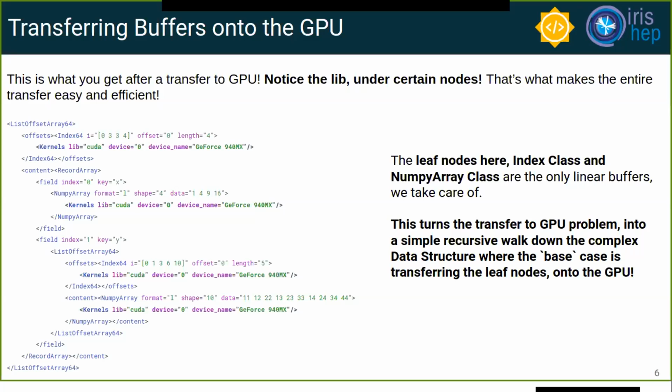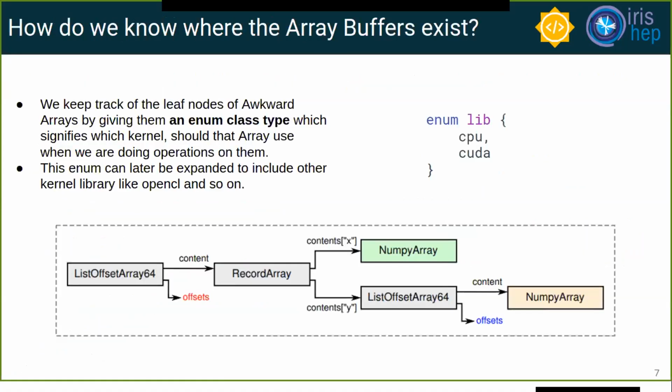So this entire problem of transferring buffers onto the GPU really becomes just a simple recursive walk down the complex data structure, where the base case is just transferring the leaf nodes onto the GPU. Moving on.